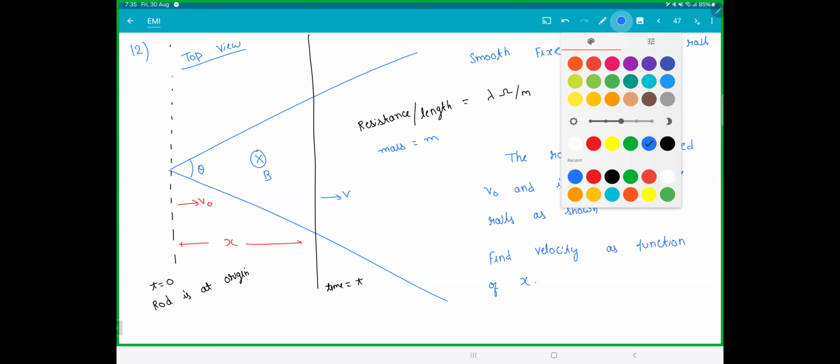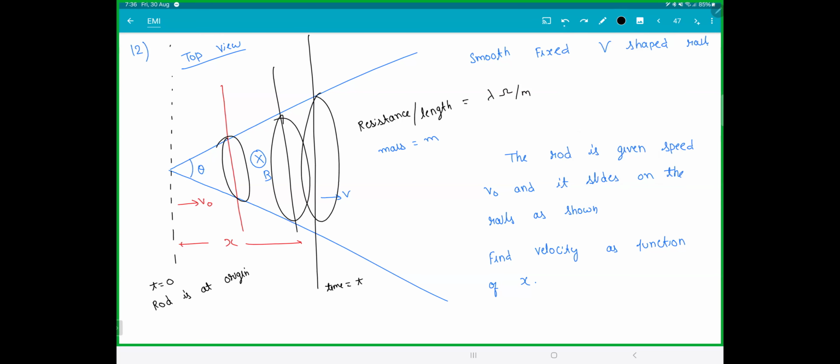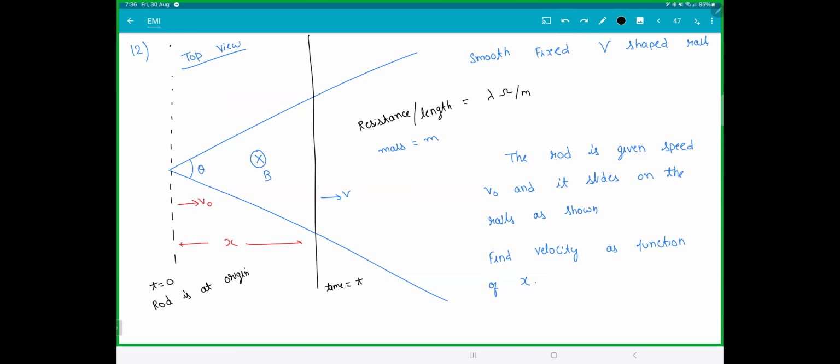I hope you're getting what the catch here is. When the rod is here, how is the current flowing? Like this, right? Current is only flowing here. When the rod is here, current is flowing like here. So what is happening? Resistance is increasing now. When it is here, this is the resistance. When it is here, this is the resistance. The resistance is becoming bigger and bigger, right? Anyone who didn't get the diagram, please ask me.